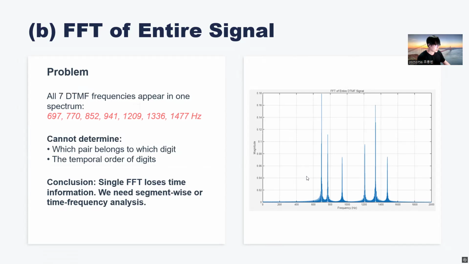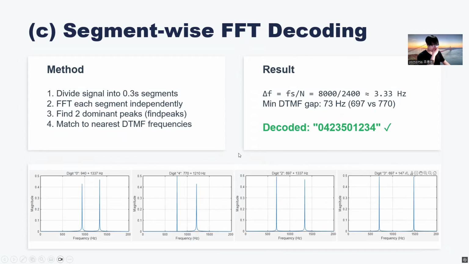So now we will do FFT after segmenting the signal. We divide it into individual segments, one for each digit, and compute the FFT of each segment separately. Each 0.3 second segment contains exactly one digit's dual tone signal. When you compute its FFT, exactly two prominent peaks appear in the spectrum, one from the row frequency group and one from the column frequency group.